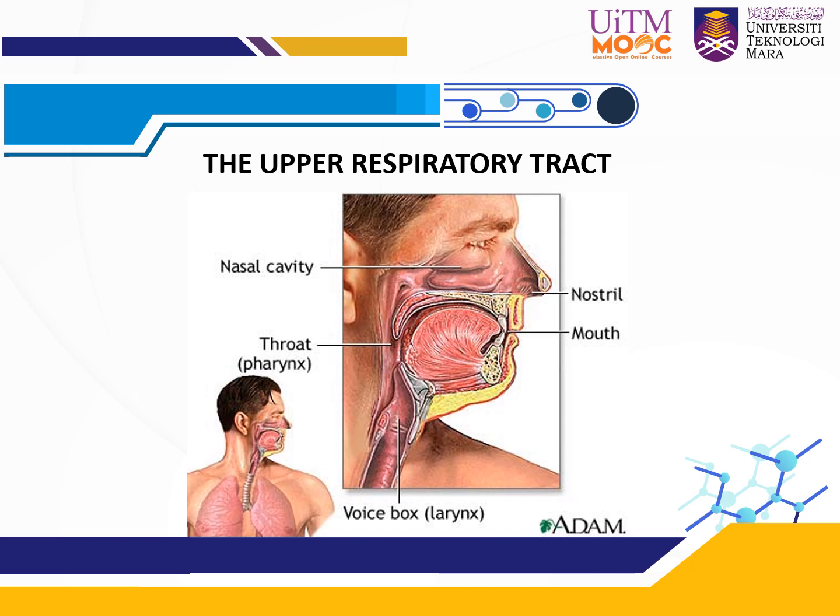So let's dive in further and see the first part of the structure, the upper respiratory tract, which consists of the nostrils, the nose, and the nasal cavity, so a little bit on the mouth, and then you have your pharynx, also known as throat, and then we have the larynx, also known as voice box.